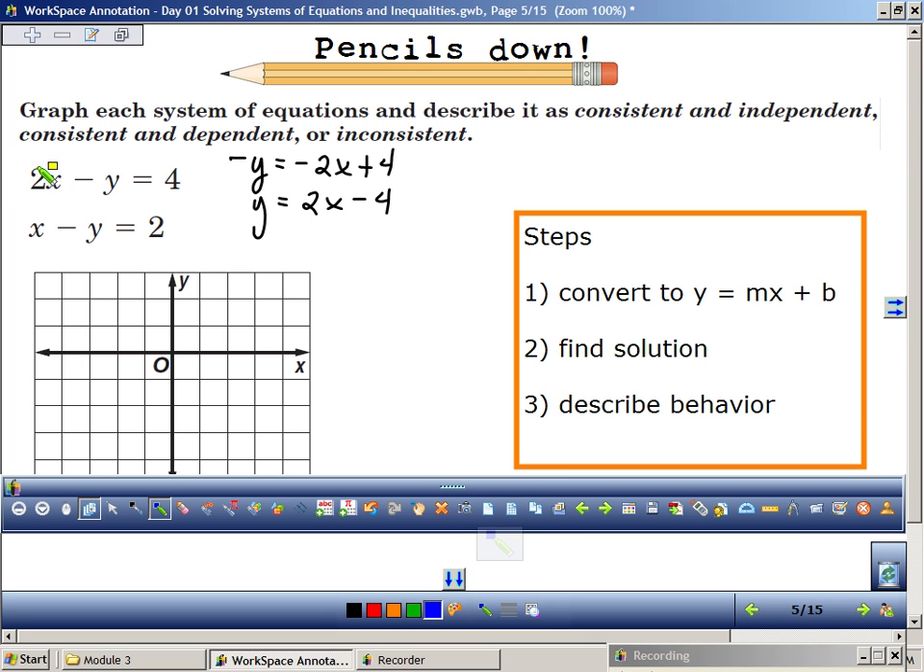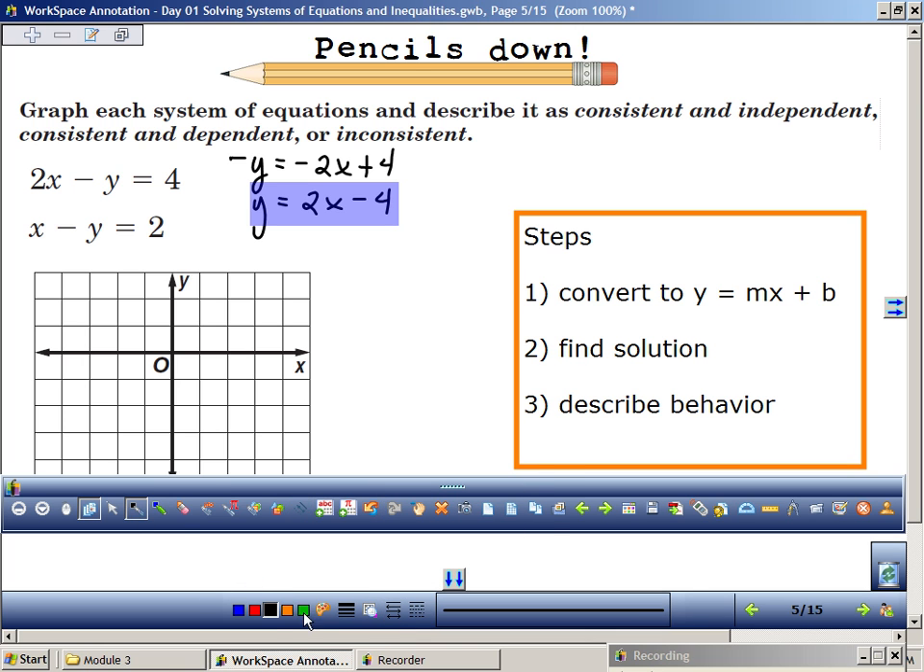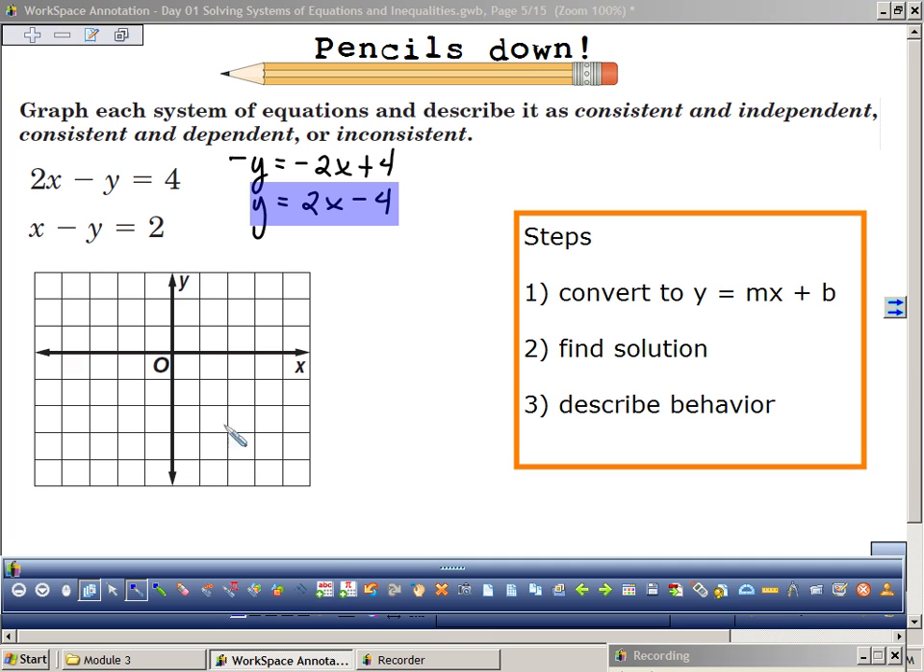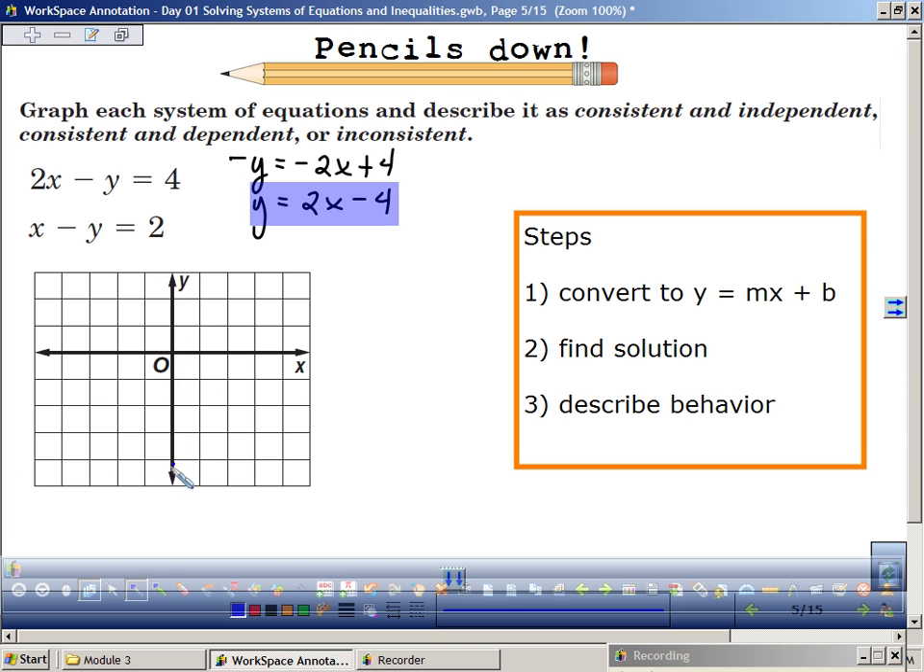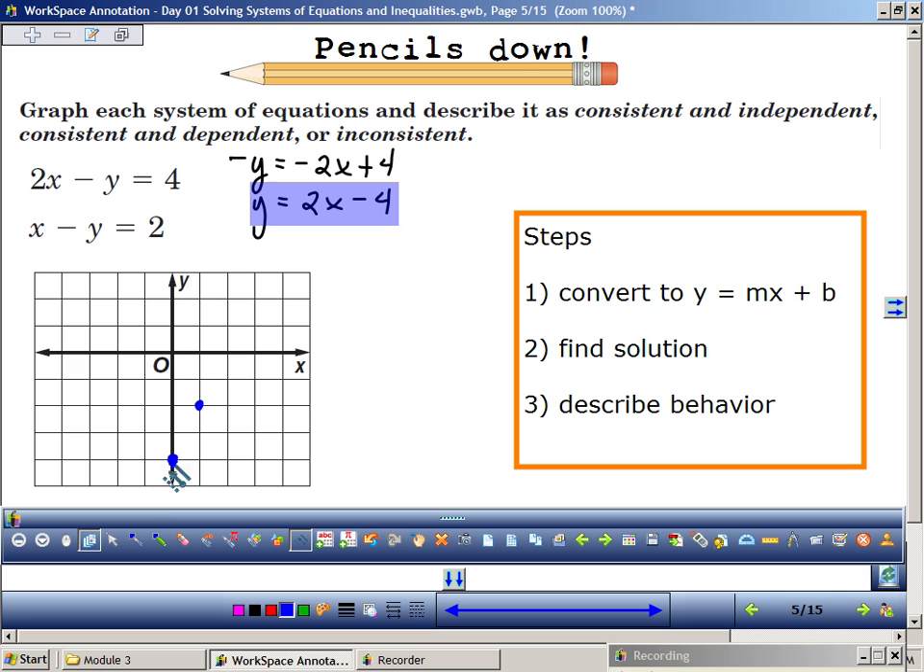So I'm going to graph this line. Let's make it blue. Alright, where do I begin? Begin with b, negative 4. 1, 2, 3, 4, and where do I move? Up 2 over 1. My good Algebra 2 students know how to graph their lines. Okay, there's one.